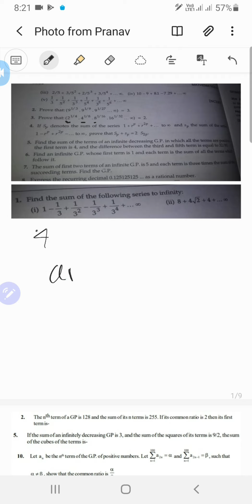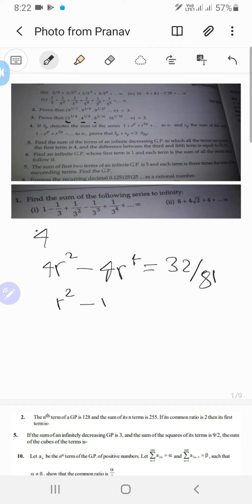So let's write 4 times R squared minus the fifth term, which is going to be 4 times R to the fourth power. That's supposed to be equal to 32 upon 81. We just cut off 4 from everyone. So R squared minus R to the fourth power is going to be equal to 8 upon 81.